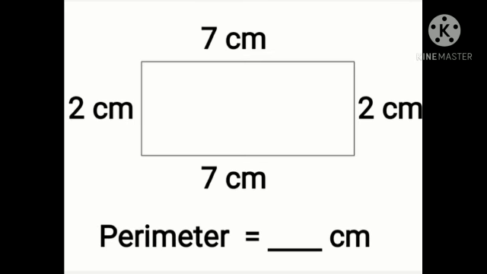Next sum, this is a rectangle. In order to find out the perimeter of a rectangle, the formula is the sum of the lengths of all its 4 sides, that is equal to 7 plus 2 plus 7 plus 2. The answer is 18 centimeters. Moving on to our next example.